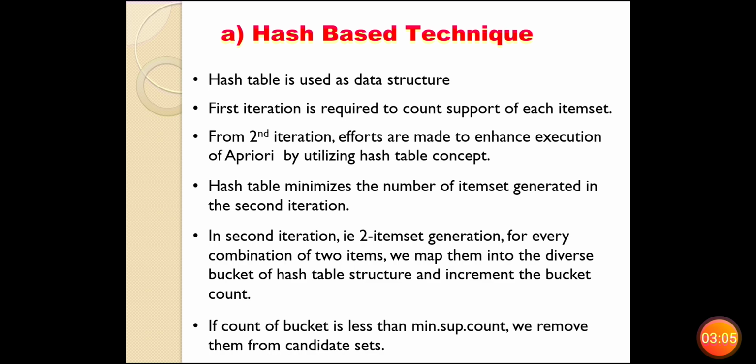In the second iteration, 2-item sets are generated for every combination of two items. We map them into different buckets of the hash table structure and increment the bucket count. So if the count of a bucket is less than the minimum support count, we remove them from the candidate sets. This is the procedure implemented in the hash table technique. So with an example, we will see the hash table technique.